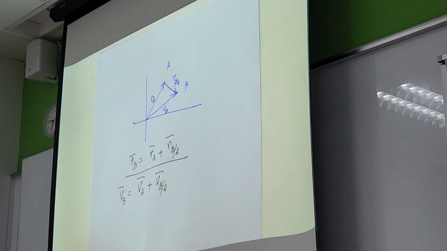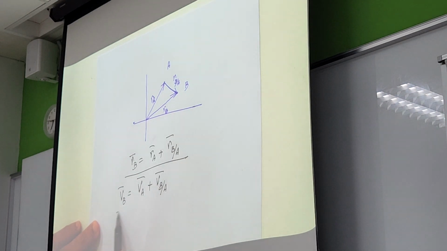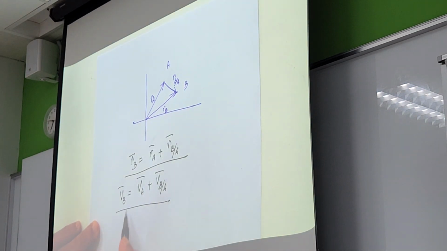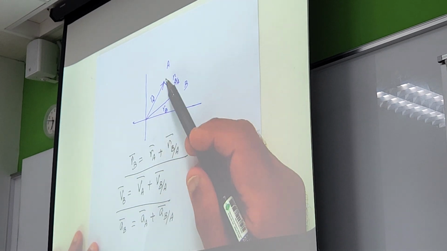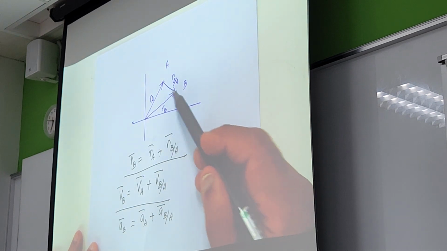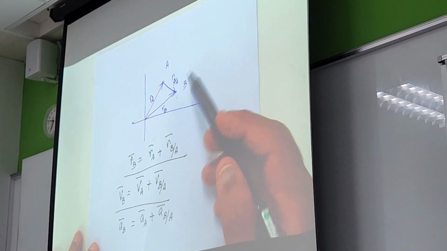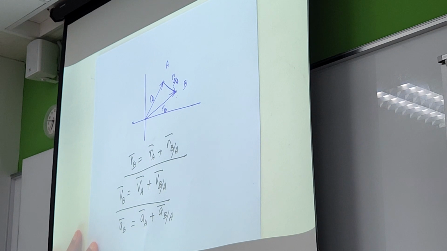Similarly, we can take the derivative on both sides, so you can write acceleration of B is acceleration of A plus acceleration of B to A. So we are linking points A and B. This is only a simple, single link.